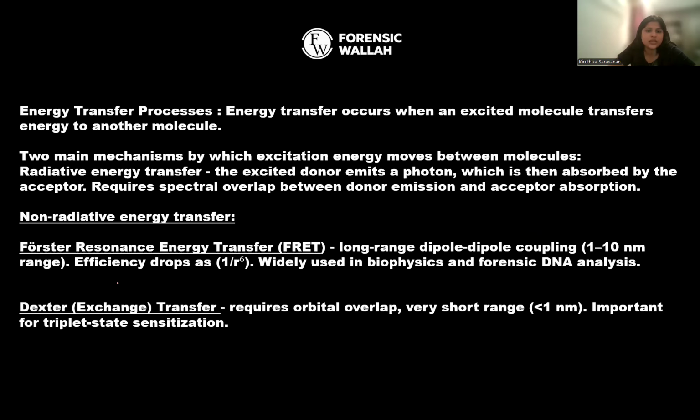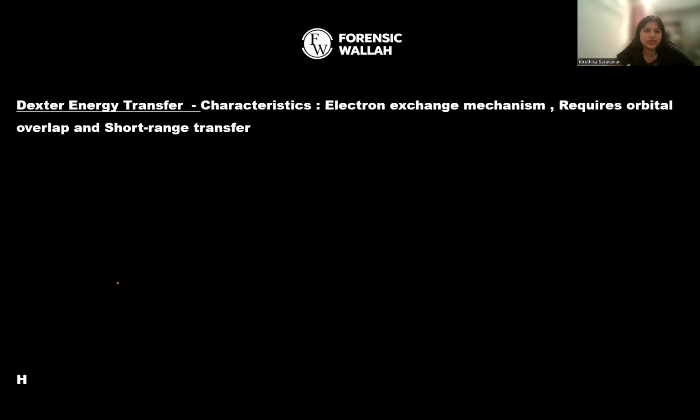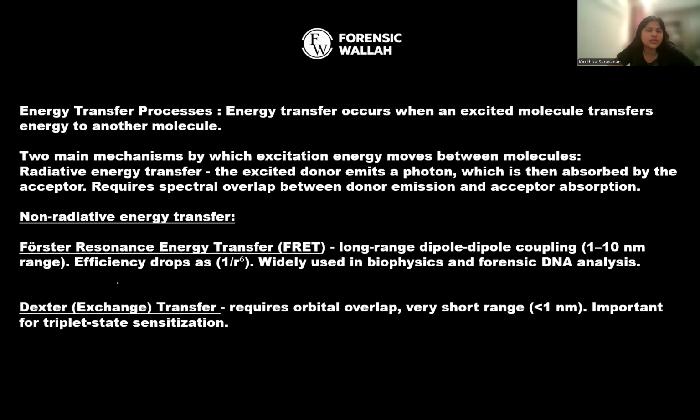Clear? Now the last is the energy transfer process. So here the energy transfer process is when energy transfer happens. So we know, right, from an excited molecule to another molecule. So from ground to excited, from one excited to another excited. So there is a transfer of energy that is happening. That is the energy transfer process.